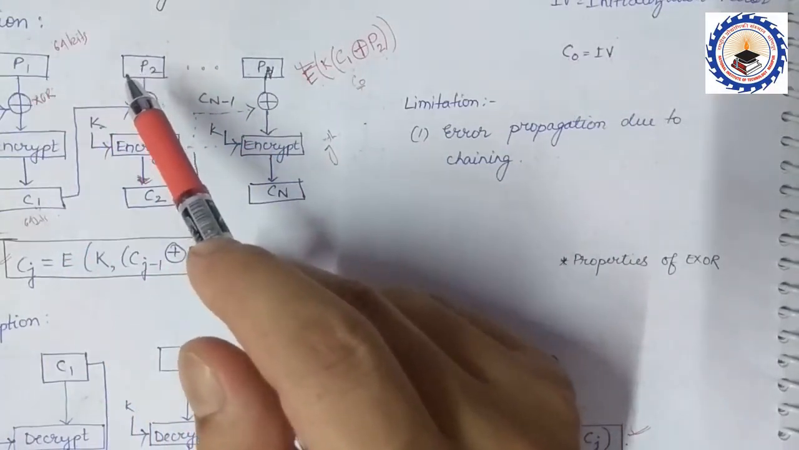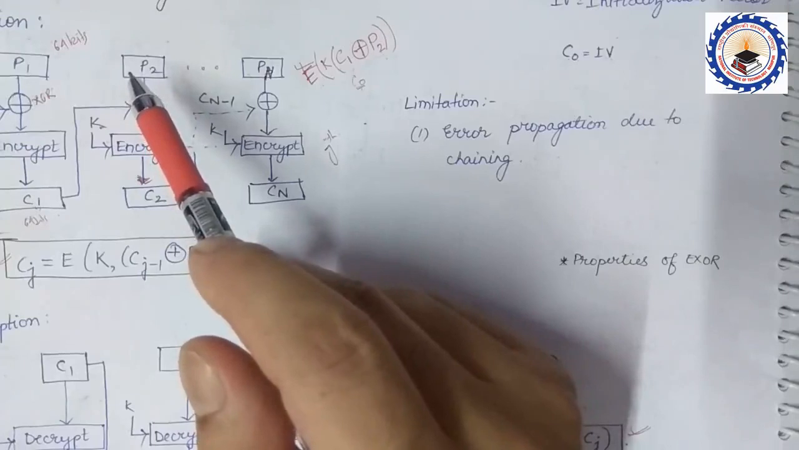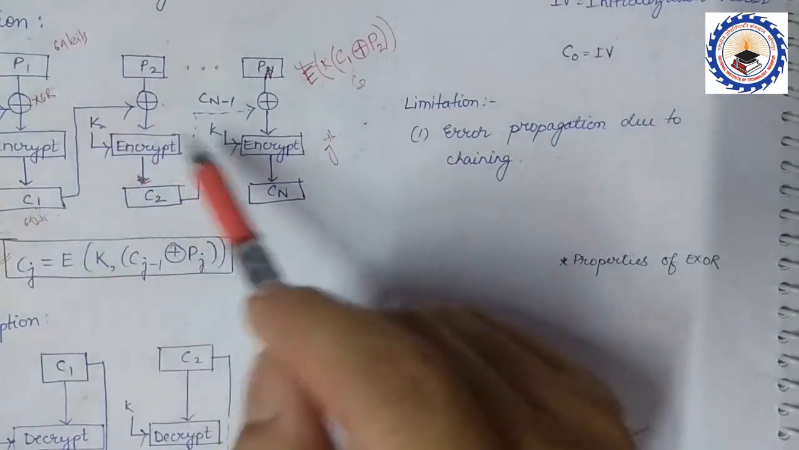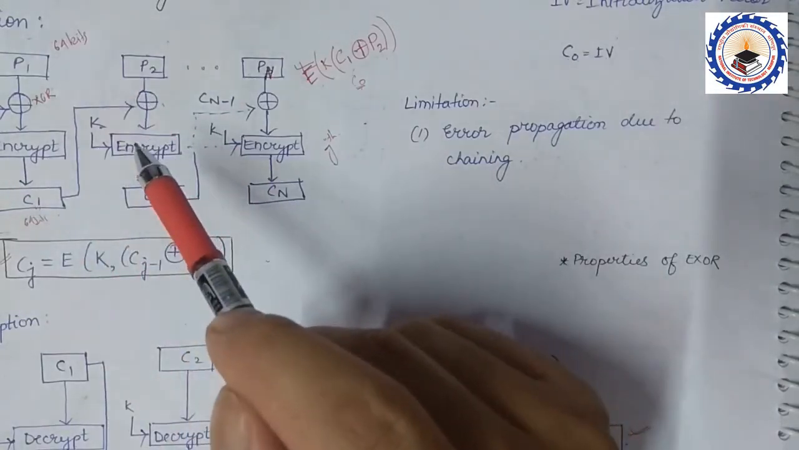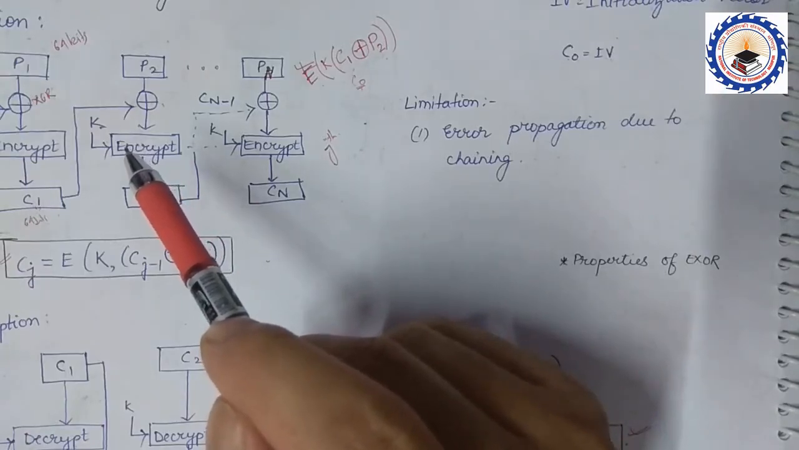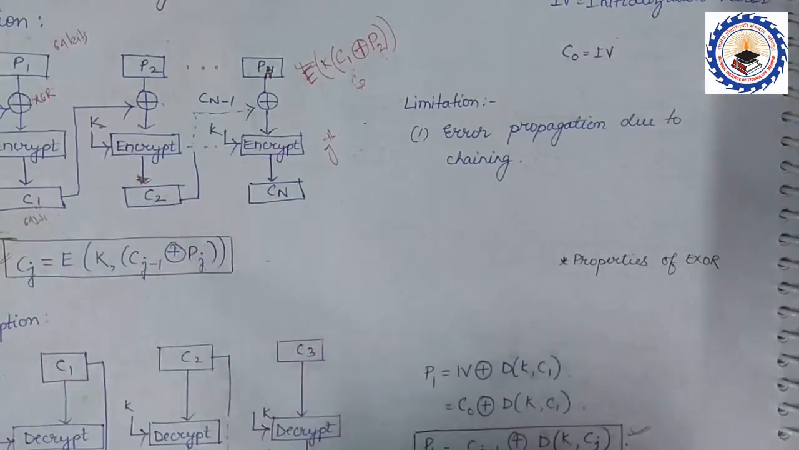But what does it do? It has the advantage that it reduces the problem of redundancy that we face in the electronic code book. Even though it solves the problem of the electronic code book, here we again face error propagation. Therefore we have to look for the next block mode, where we can reduce redundancy and also reduce error propagation.